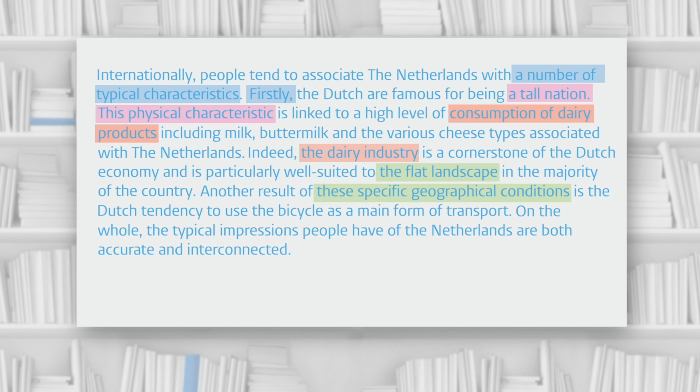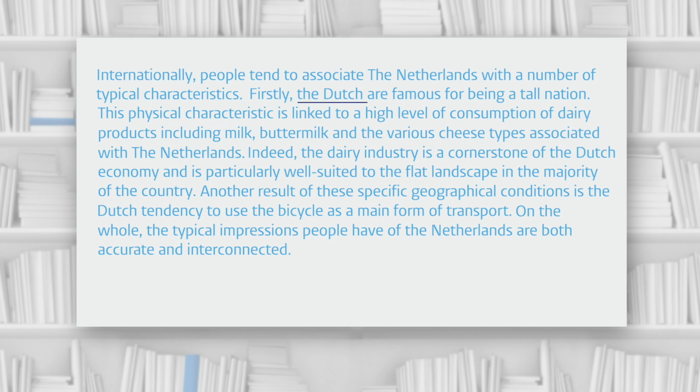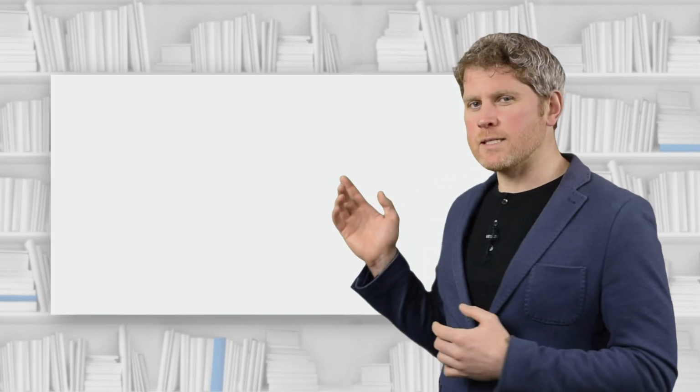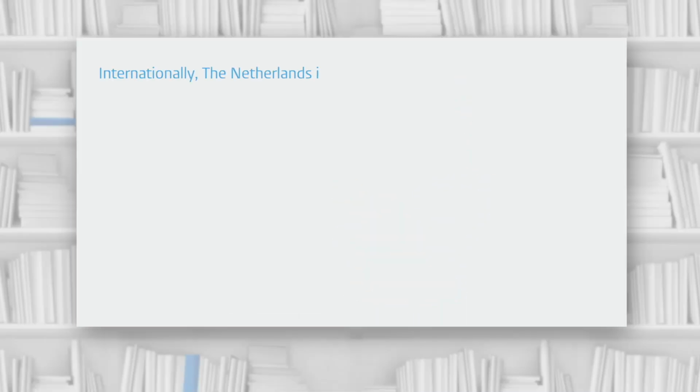In our entire example paragraph, we can see that the topic tends to change with each sentence, from the Dutch to being tall, to dairy consumption, to geographic conditions. This is known as topic changing. However, we could also approach this paragraph by keeping the same topic for each sentence. Look at this example. Internationally, the Netherlands is strongly associated with a number of typical characteristics.